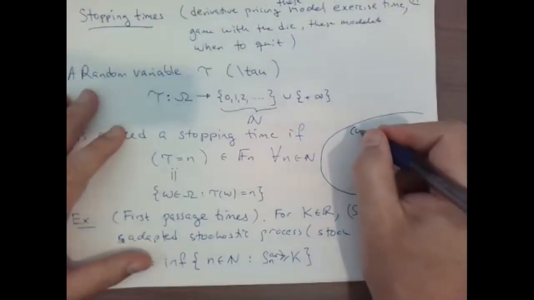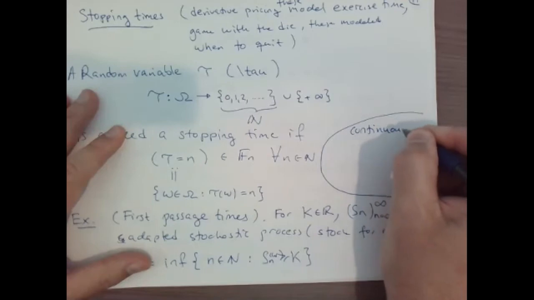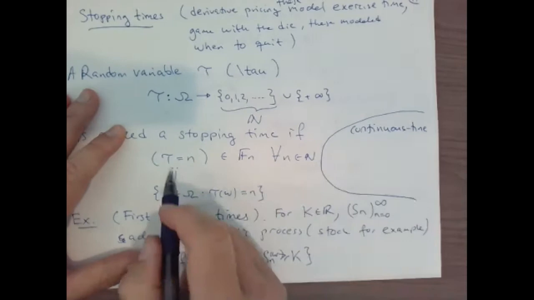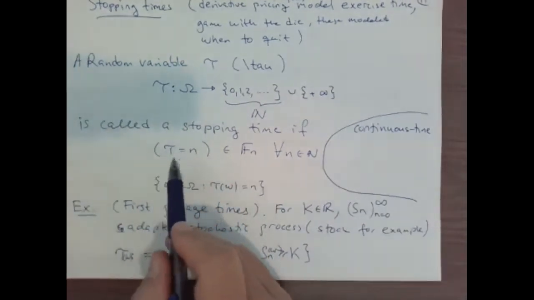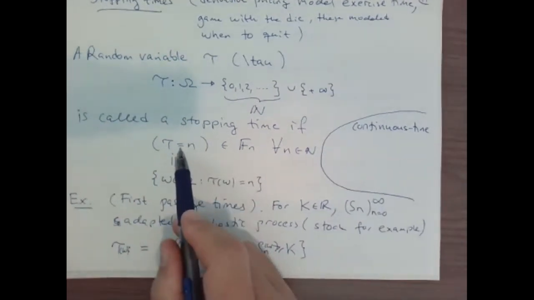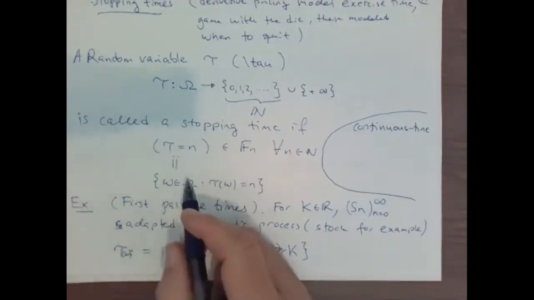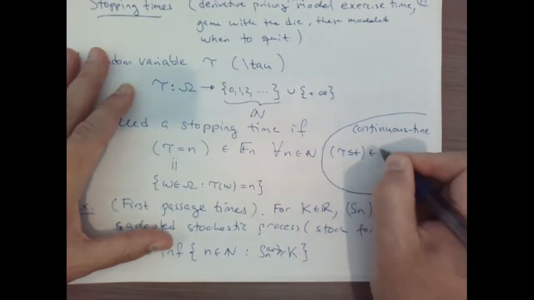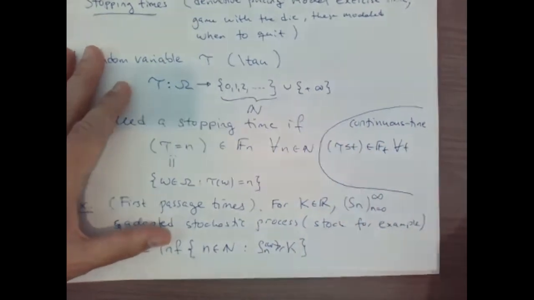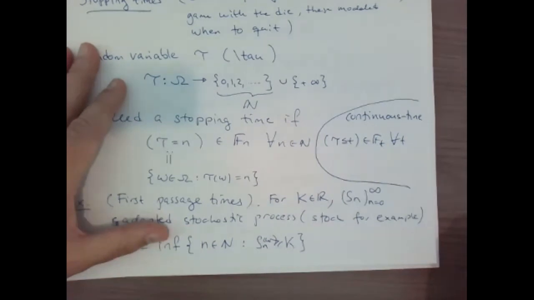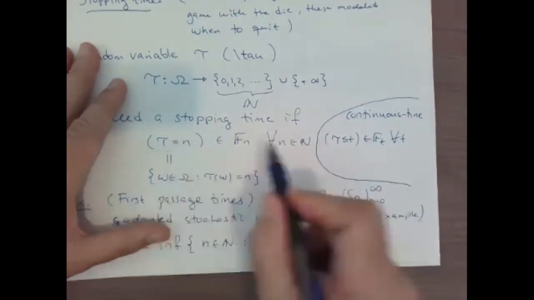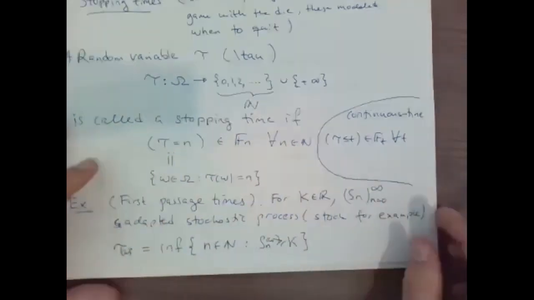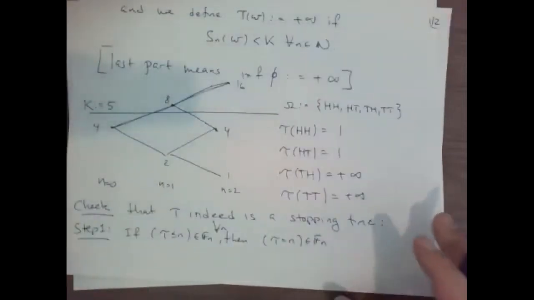So in continuous time, you won't see this condition, right? Because in continuous time, typically these sets are null sets, not in discrete time, but in continuous time. So instead, what people use is tau less than or equal to t belongs to Ft for any t. So you see that you replace the equality sign with a less than or equal to. Let me show you that in discrete time, it's the same thing. It doesn't matter whether you write one thing or the other.